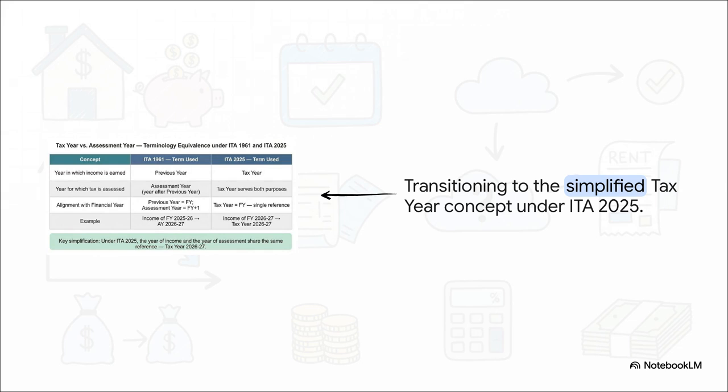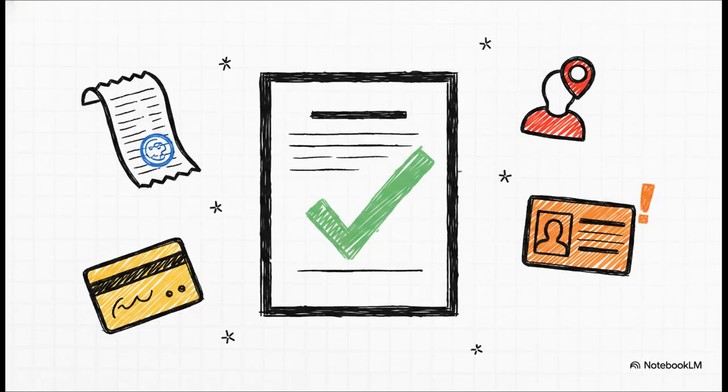Compliance now revolves entirely around the newly simplified tax year concept. The old 1961 system used to confuse a lot of taxpayers by separating the previous year when income was earned and the assessment year when it was taxed. Well, the Income Tax Act 2025 elegantly merges these into a single logical reference period called the tax year. So income earned and rent paid between April 2026 and March 2027 is simply documented and filed for tax year 2026-27. To actually claim your Section 134 deduction, Rule 65 says you must properly file Form 31.